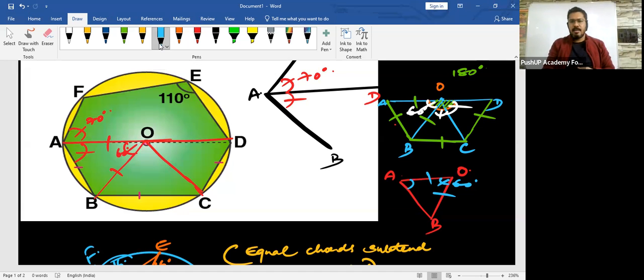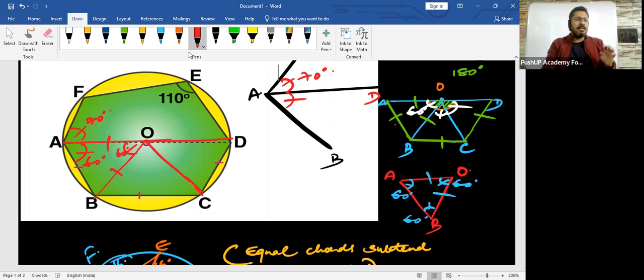Then children, how much would be these two angles? 60, 60 each. Why? The sum of all three angles is 180, out of which the central angle is 60 degrees. So 180 minus 60 is 120. That 120 has to be equally distributed amongst these two angles. Make sense? So I'll be getting this angle as 60 degrees.